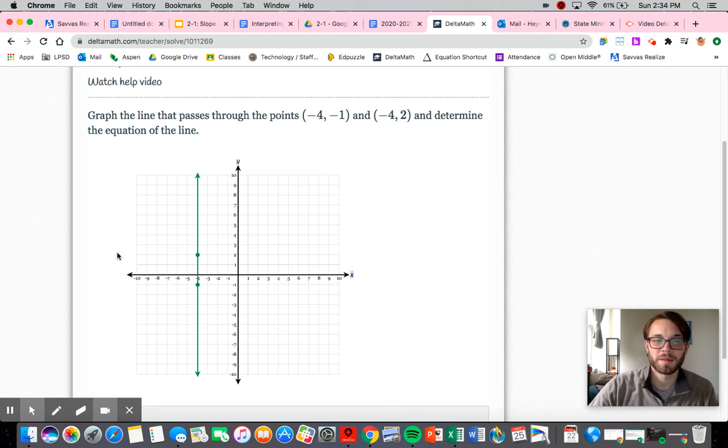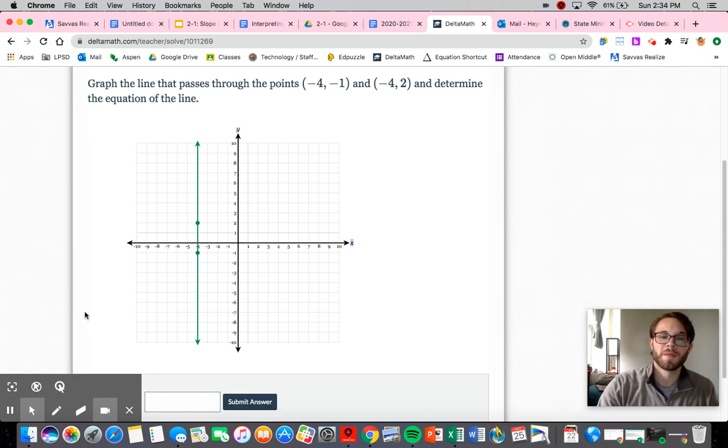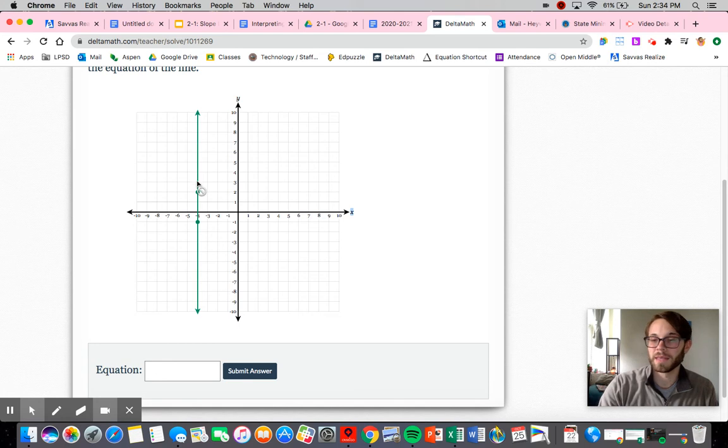So remember, when you have a vertical line, the slope is undefined. So you don't even worry about the y equals mx plus b, because it's not going to be in that form. That would be if you had the diagonal line. If you had a horizontal line, you'd have y equals whatever the y value is that it goes through. And now when you have vertical, you do x equals whatever the x value is going through, which is going through -4. So x is equal to -4.